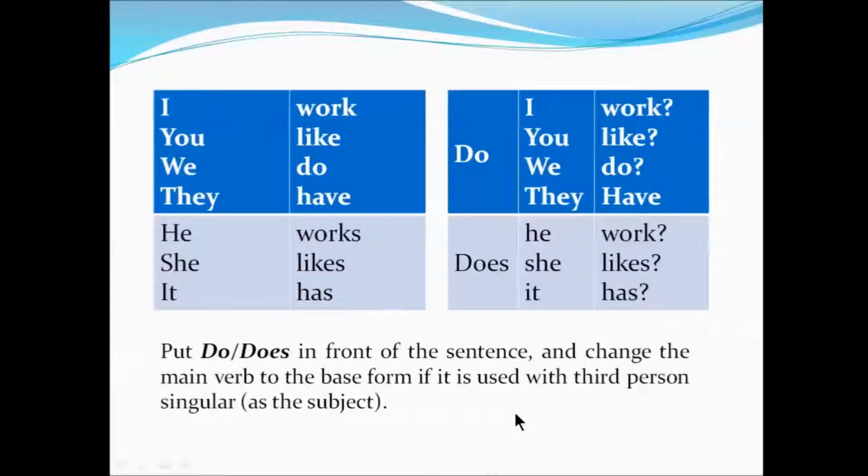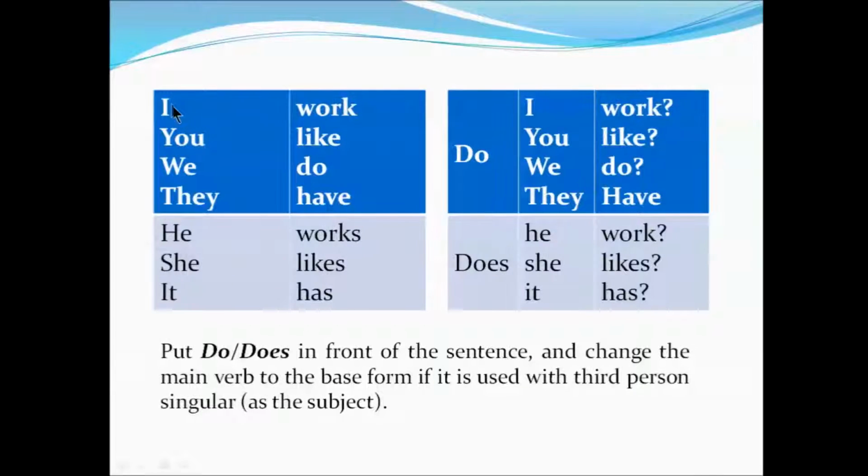Okay, now I'm looking at more examples or more rules to be clear. In here, I work, you like, we do, they have, they know, and so on. But for he, she, it, you need an s here after the verb. He works, he likes, he has. For the word have, you change the word have to has when it is used with the third person singular.